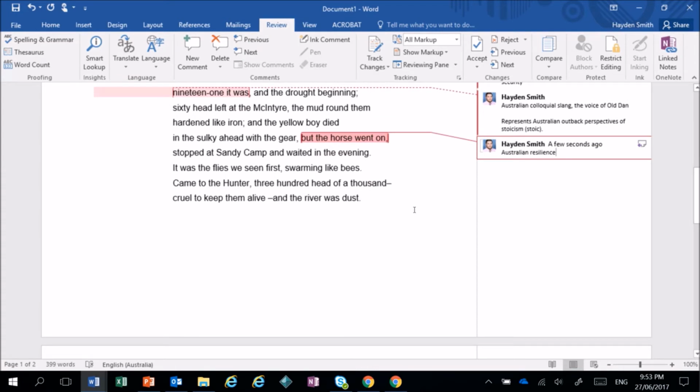It was the flies we seen first, swarming like bees, came to the hunter, 300 head of 1,000, cruel to keep them alive, and the river was dust. So his storytelling there obviously talks about droving, but what I think is quite interesting is the symbol of dust. And I've always thought that dust is a very dynamic symbol, because it has its grounding obviously within biblical allusions, from dust we were born, to dust we shall return. But I also think dust is a symbol of death and returning to the land, as well as the nature of the Australian landscape as one that's often harsh and does not provide much life in that sense. So here you could say the symbol of dust can be either biblical or demonstrative of life.